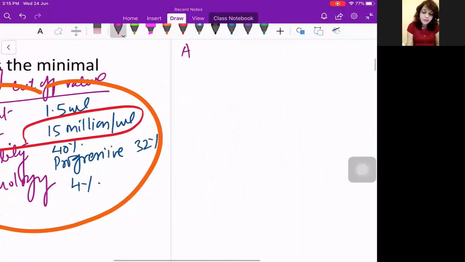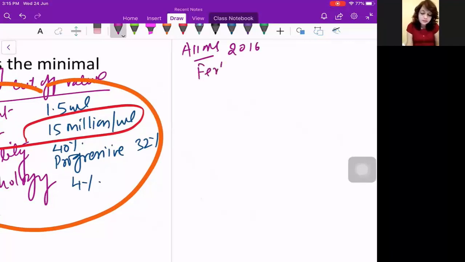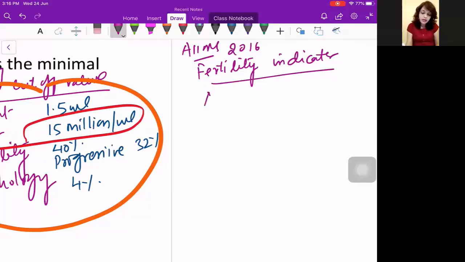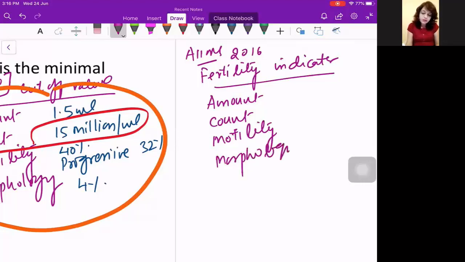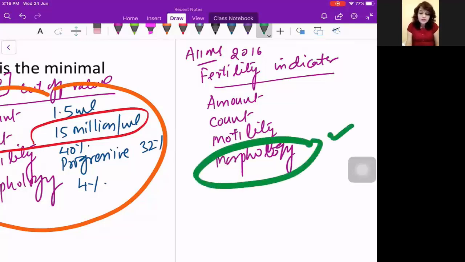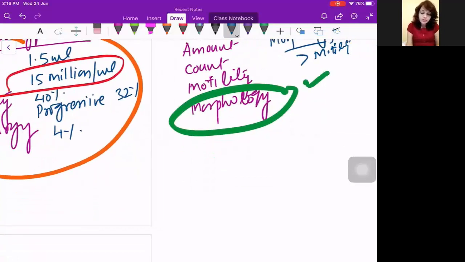Also, there is a very, very important question being asked in AIIMS, I remember, 2016 and 17, which is the most important fertility indicator in the semen analysis. Is it the amount of the sperms, count of the sperms, motility of the sperms, or the morphology of the sperms? So the answer is always the morphology of the sperms, which is a very, very important indicator. Okay, so the answer to mark for the best fertility indicator is morphology of the sperms. If that is not given, then you can mark motility of the sperms.